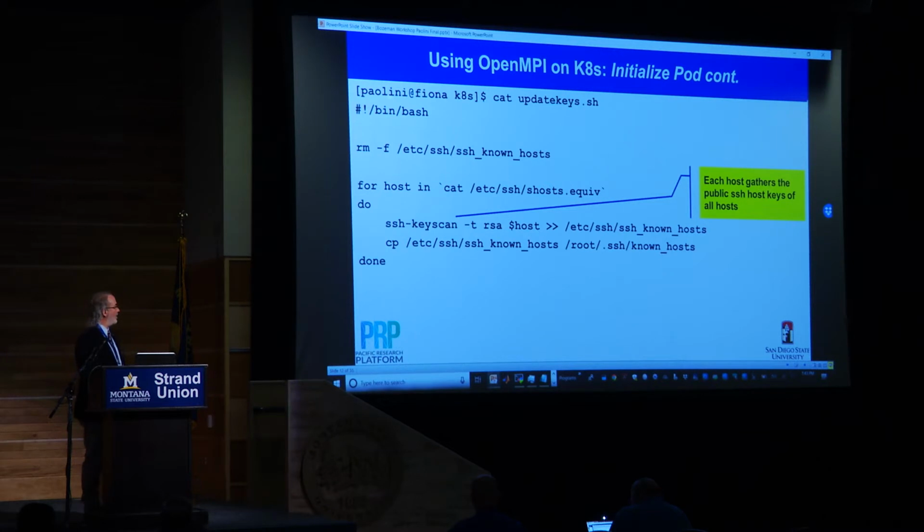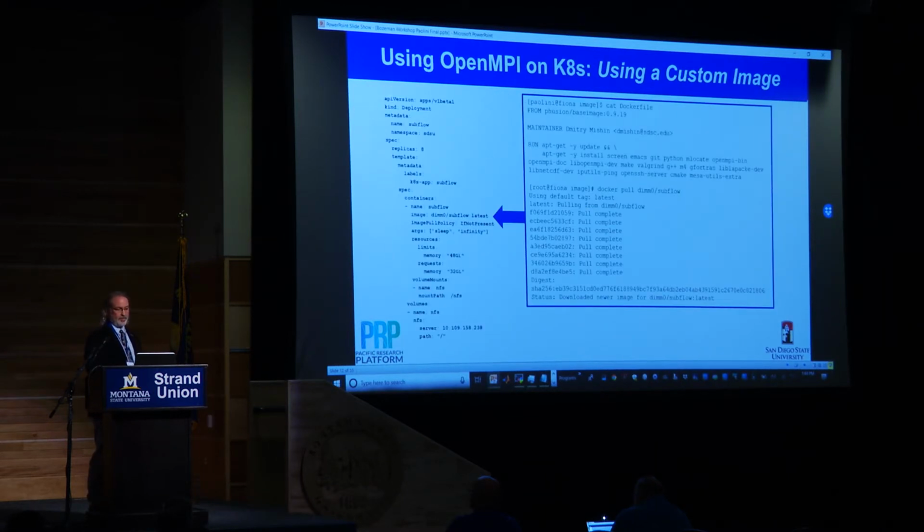The third thing we did in the init cluster script was to call the update keys script. So all the SSH servers have to be running on all the pods in order for the update keys script to work. And all this does is it iterates over all the pods, calls ssh-keyscan, and then it generates on each pod this SSH known hosts file. And after you've done these steps, you can use MPI.